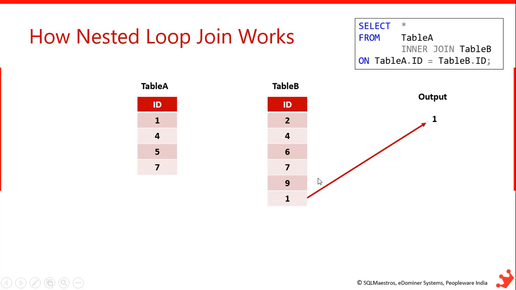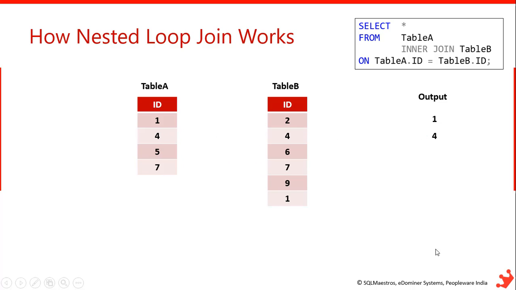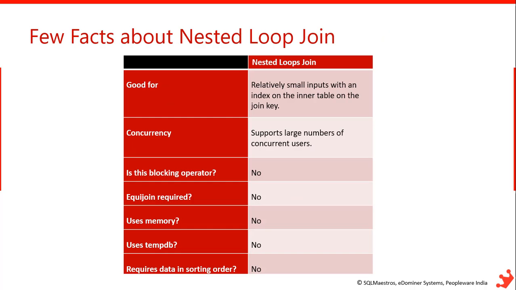This is how SQL Server performs nested loop join. Take one row and compare it with all the rows in the inner table. Take another row from the outer table and compare it with all the rows from the inner table. If you take this 4 and compare it with all the rows in our inner table, 4 equals 4 only once, so the output is written. Similarly, 5 is not there in this table, so there will be no output, but 7 is there, so the output is 7. This is how SQL Server performs nested loop join whenever you tell it to join two data sets. So these are a few facts about nested loop join.